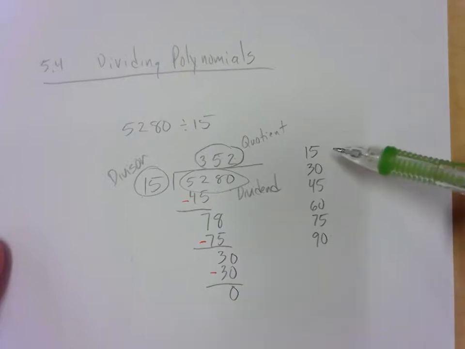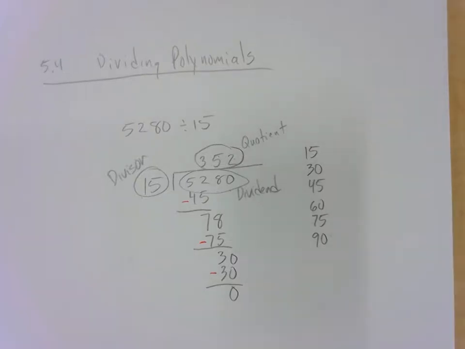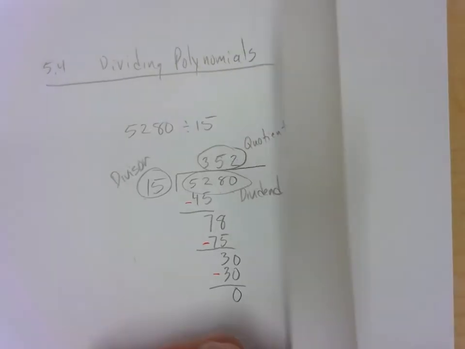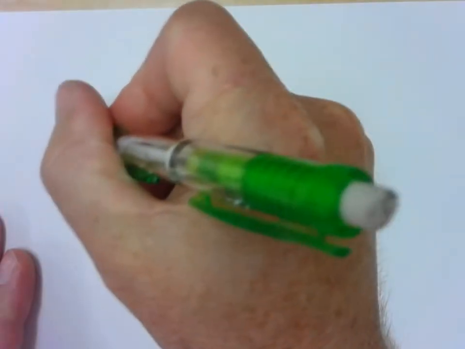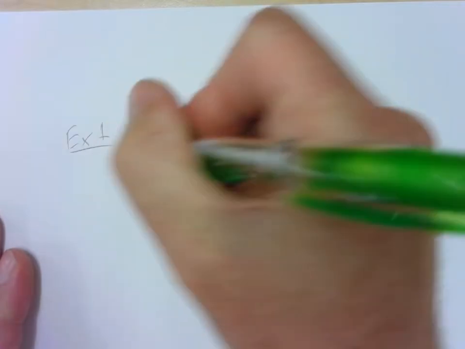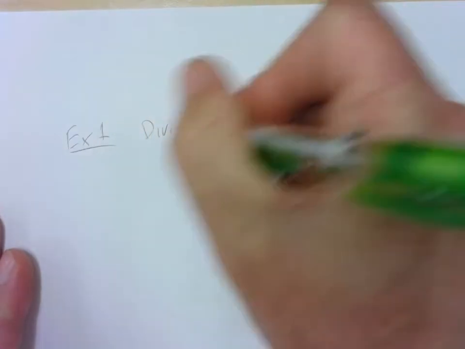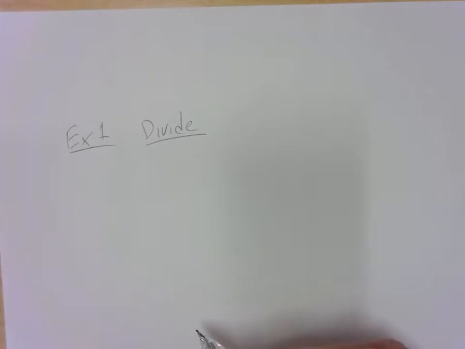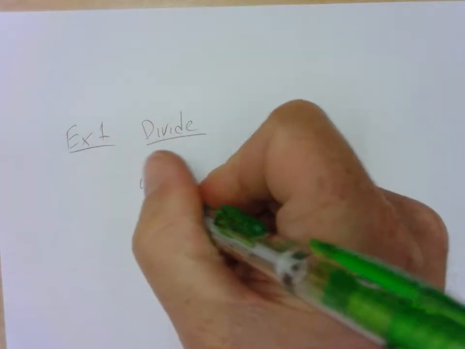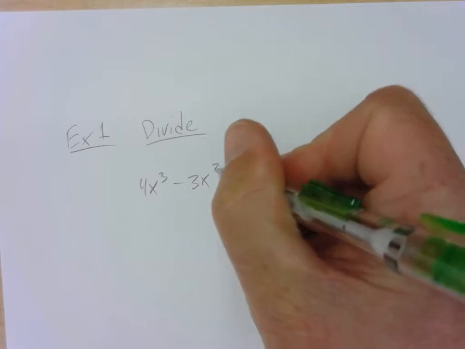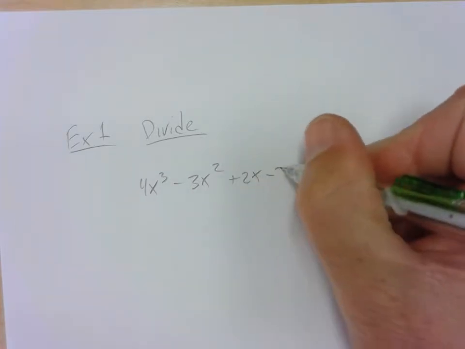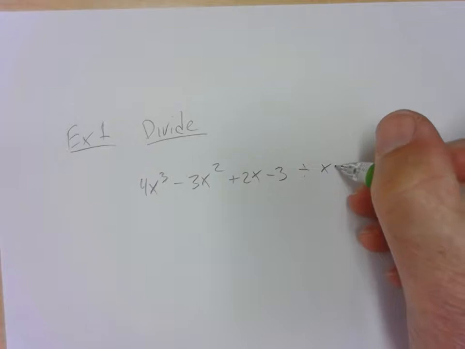So this is long division. Now we're going to do long division, but we're going to do it with polynomials. It's the same thing, it's place value and all that stuff, but it's with x's instead. So here's example 1. Divide 4x cubed minus 3x squared plus 2x minus 3 divided by x minus 1.